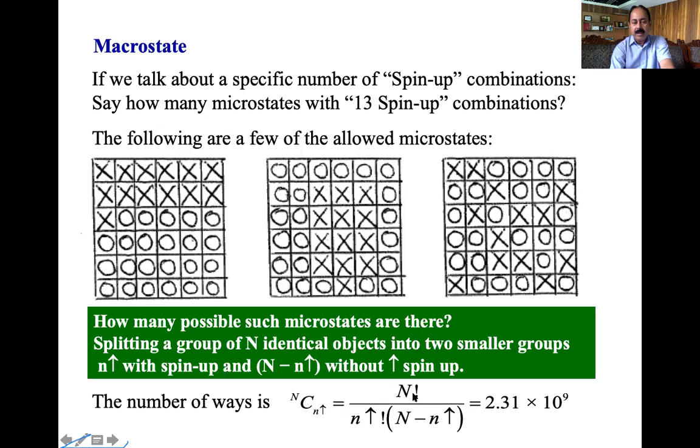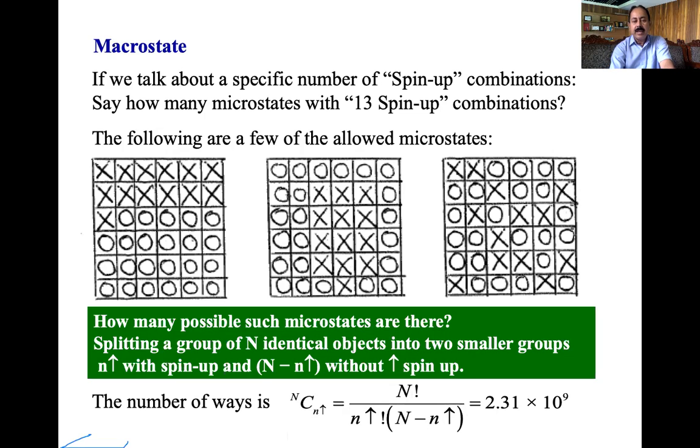So capital N for our example is 36 and small n is 13. So you put the value here. That means out of 36 cells, how many ways can we put 13 cells with spin up? How many ways can we arrange this?